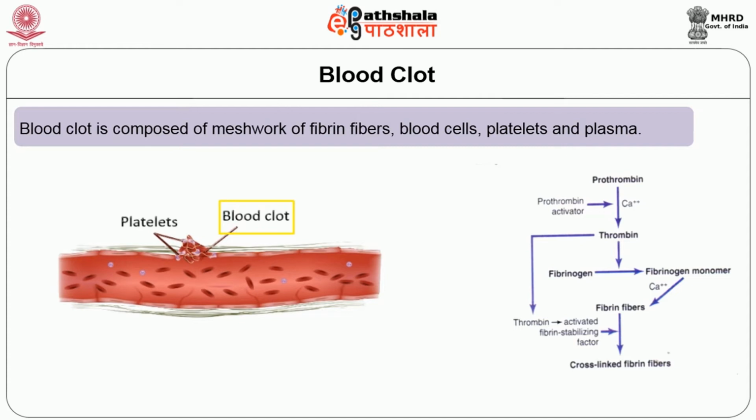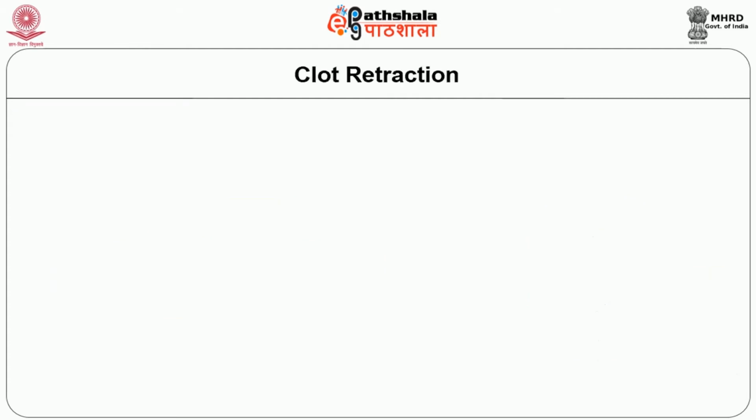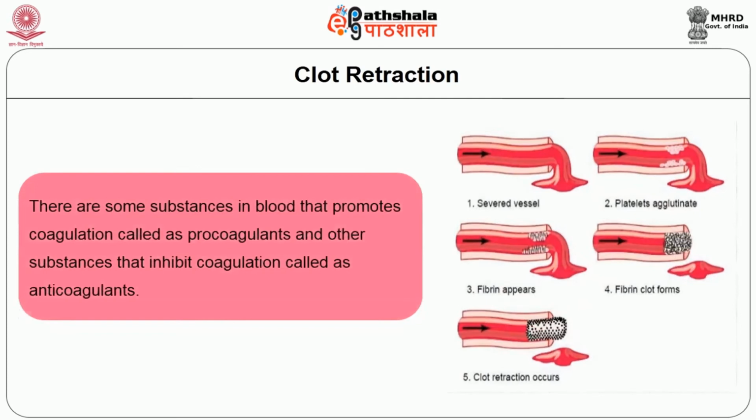So, now we have seen about the formation of the clot. Now, next what happens is, after a few minutes this clot will retract, which is called clot retraction. So, how does this clot retraction occur? So, when the clot retracts, it will express what is called serum. So, the serum cannot clot because it lacks the clotting factors.